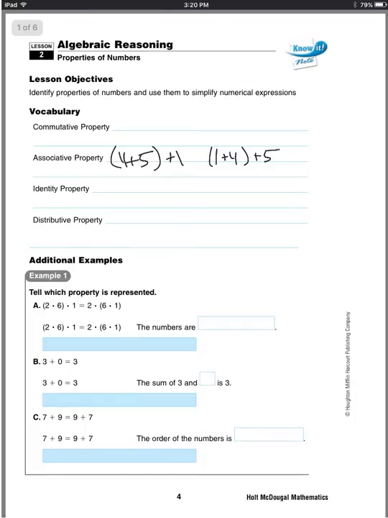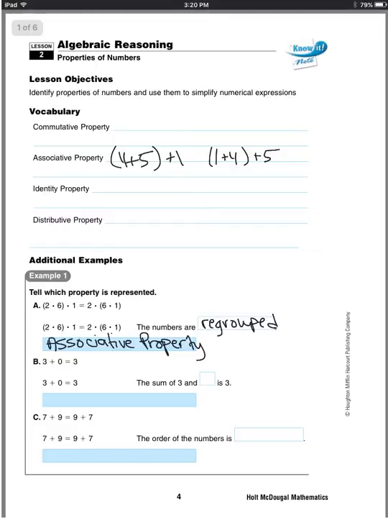So, 2 times 6 in parentheses times 1 equals 2 times 6 times 1, and this time the 6 and the 1 are in parentheses. Now, those numbers are just regrouped in parentheses. We're going to get the same answer no matter how they're grouped. That looks like the associative property to me because of the example above. And if you had your definition, it would be that we can regroup addition and multiplication and not change the value of the answer.